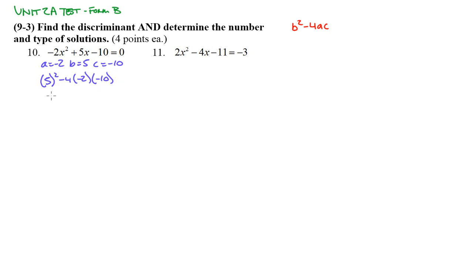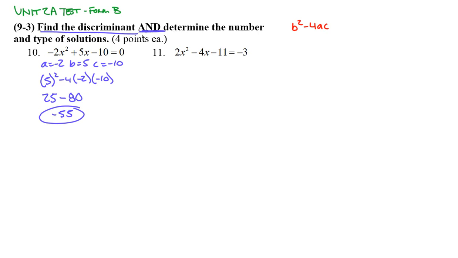So let's see, 5 squared is going to be 25. Negative times a negative times a negative is going to be a negative. 4 times 2 is 8, times 10 is 80. So we end up getting 25 minus 80, which gives us negative 55. That's our discriminant. That's the first half.